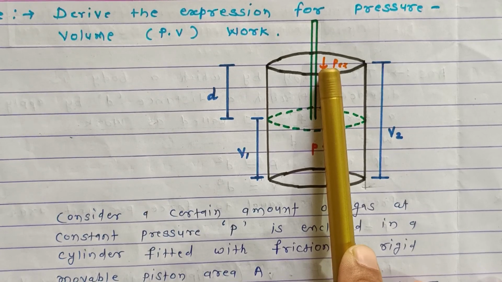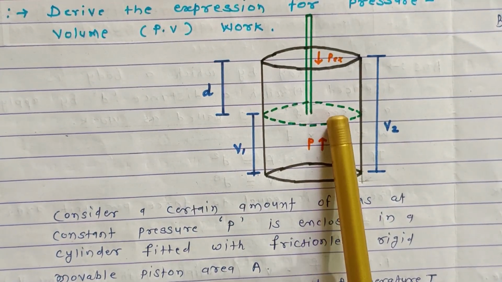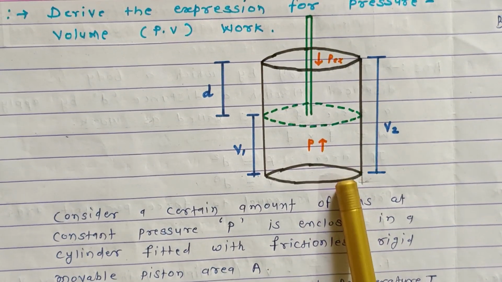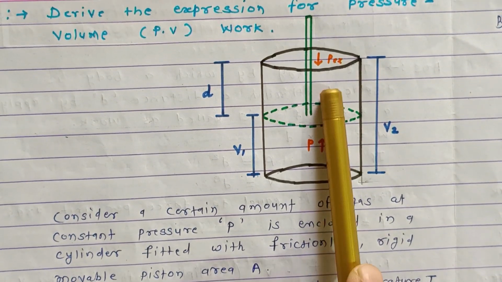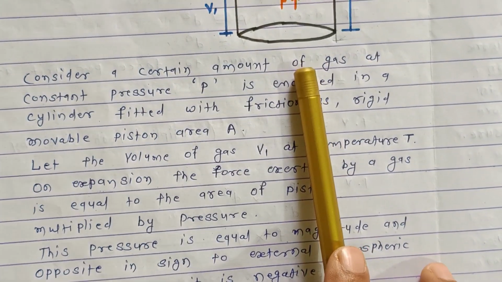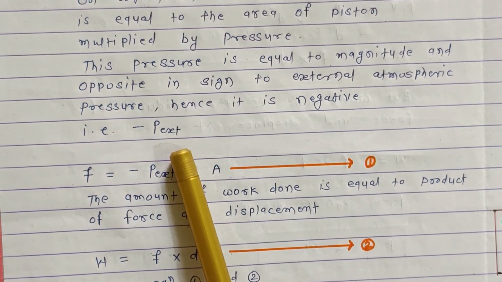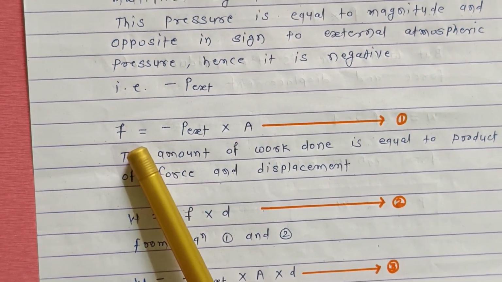Therefore the pressure applied by the opposing air and the pressure applied by the piston are the same in magnitude, but their direction changes. When it moves downward, P external will be positive, but when it moves upward, it is working against that pressure, that is why its value is negative. Therefore we have taken minus P external. Clear? After that, what is the formula of force?